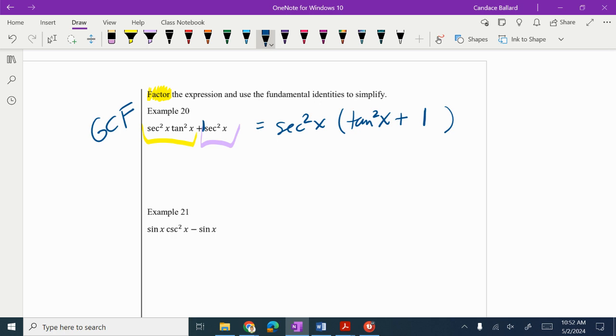All right. Here's what I want you to do next. That looks like something that might be up on our pink sign over there. So would you look at the pink sign and see if you can find something to replace tangent squared plus 1 with? Okay.